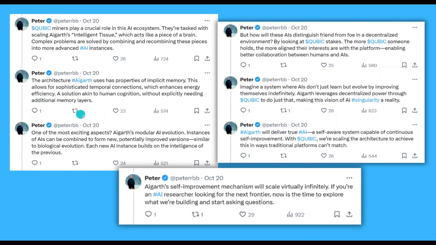Then one of the most exciting aspects, Aigarth's modular AI evolution. Instances of AIs can be combined to form new, potentially improved versions similar to biological evolution. Each new AI instance builds on the intelligence of the previous one. And this is what we're talking about, exponential growth, where the intelligence of an AI could 2 or 3x in a day. And in a year, artificial intelligence could get thousands of times more intelligence.